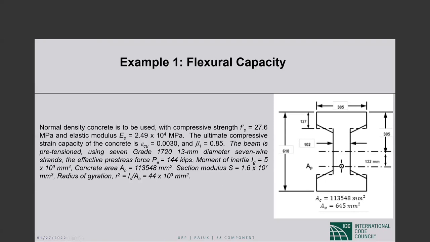So I'm assuming the loss is taken into account here. Moment of inertia of the section, which you can figure out yourself, concrete area, section modulus, and radius of gyration. You can estimate them. These are all based on the gross area of the concrete. Pre-stressing is placed here, Aps. So I know that from the centroid of the section, 132 millimeter would be the eccentricity, right?